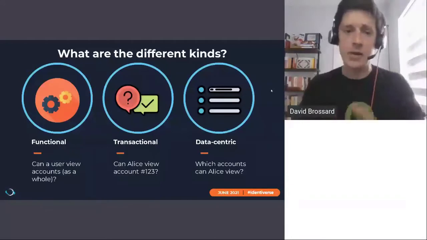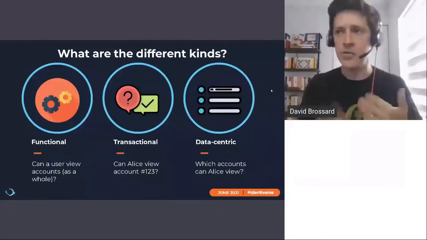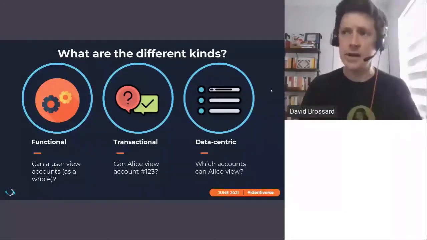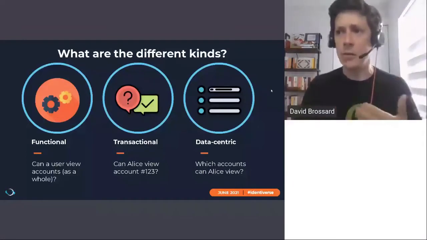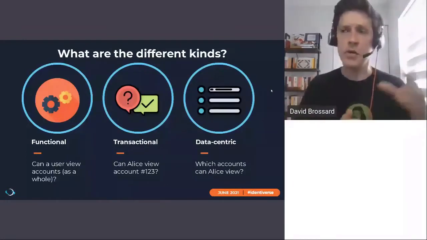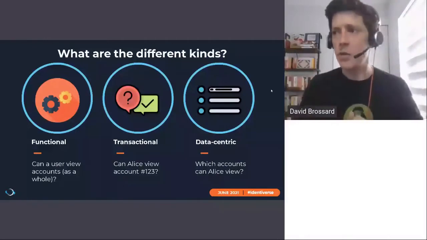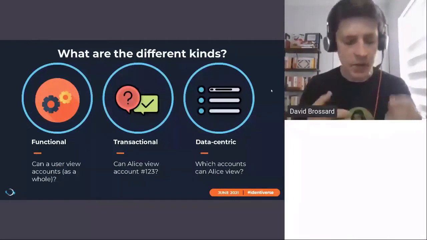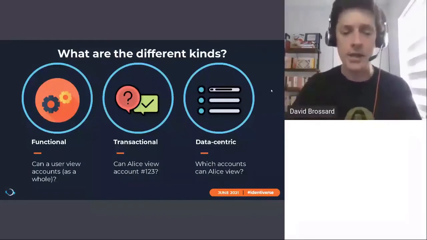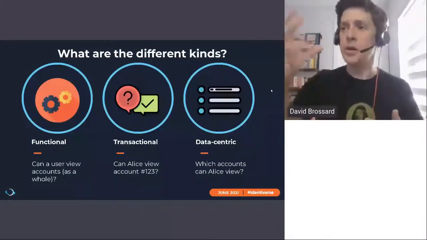The second type, going left, is functional authorization, which is perhaps what we used to do way back when in the 90s when we built web apps or desktop apps and we wanted to know whether to show this menu, that button, that feature. In functional authorization, what we want to know is, can the user as a whole do this thing? Can the user as a whole print? Should we enable the print button on the screen?